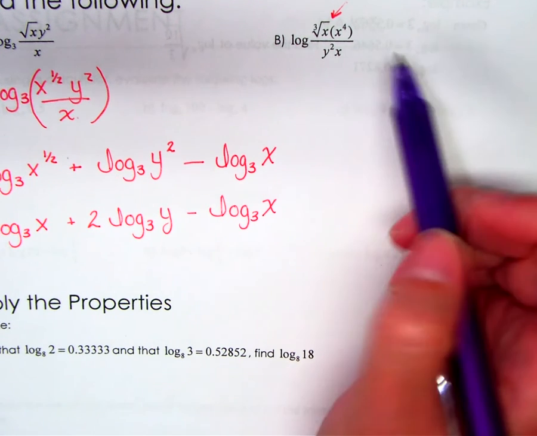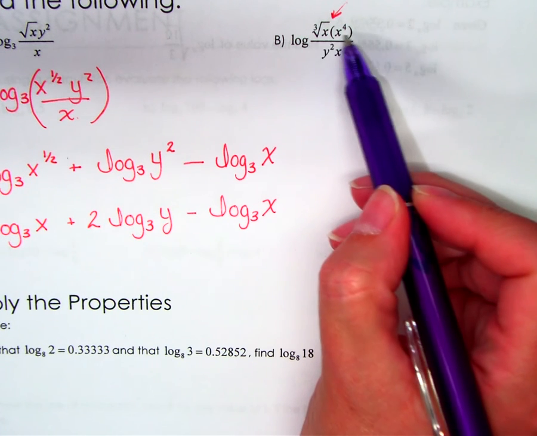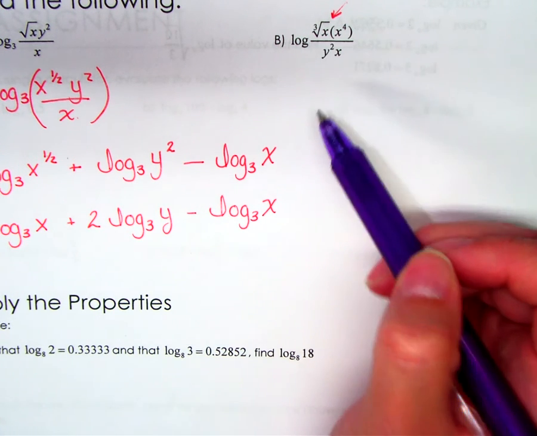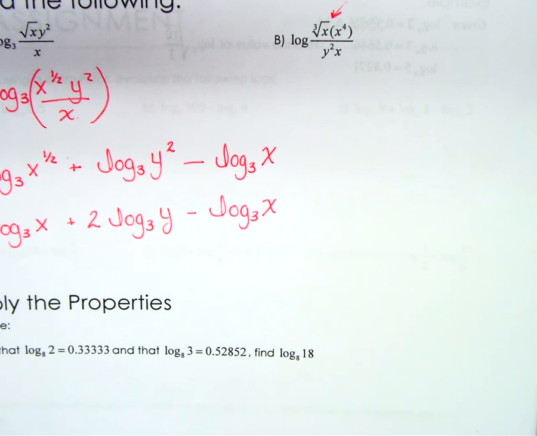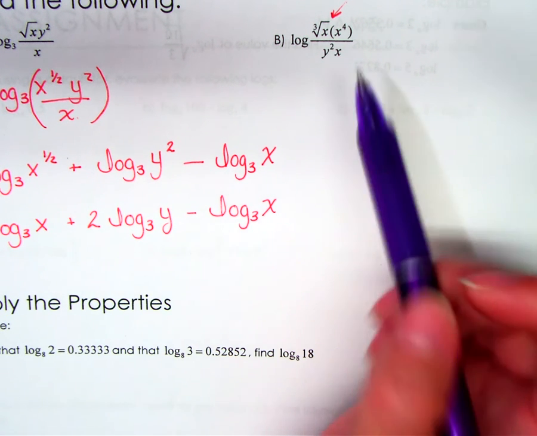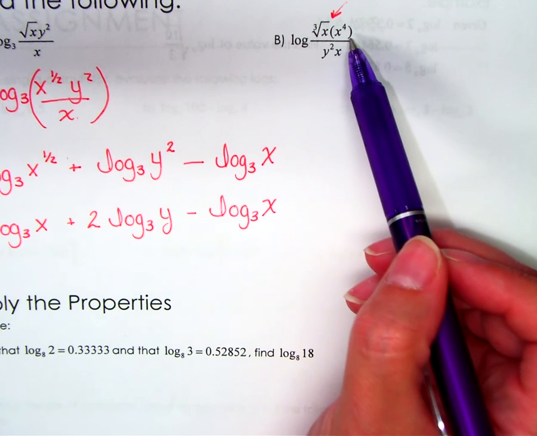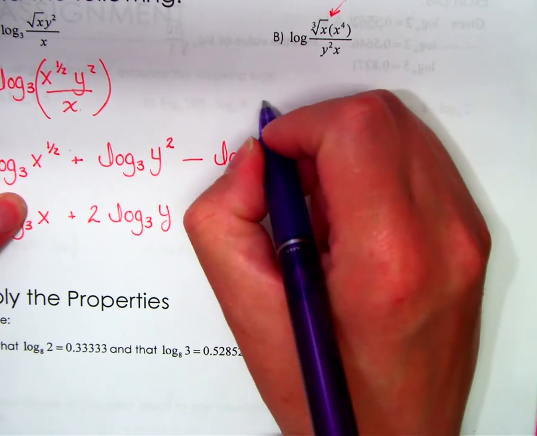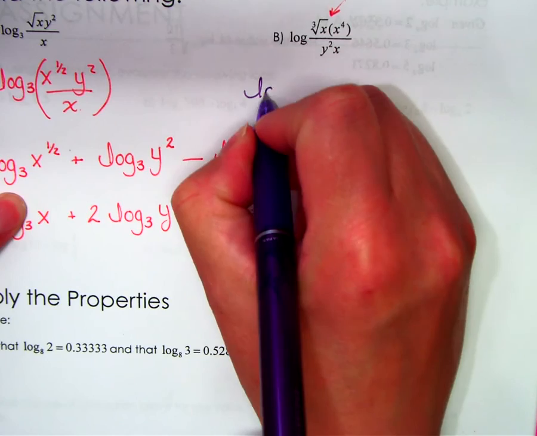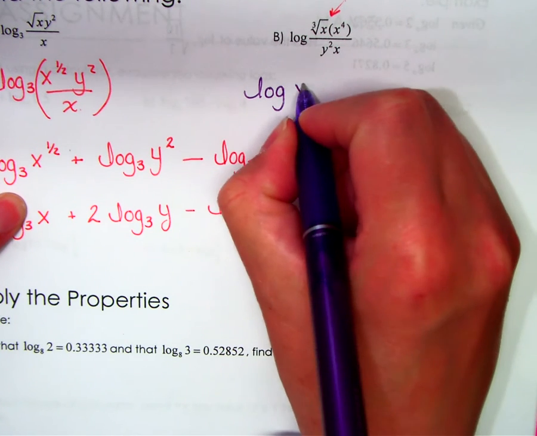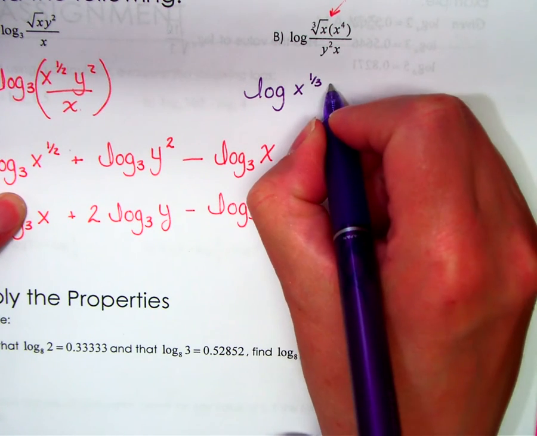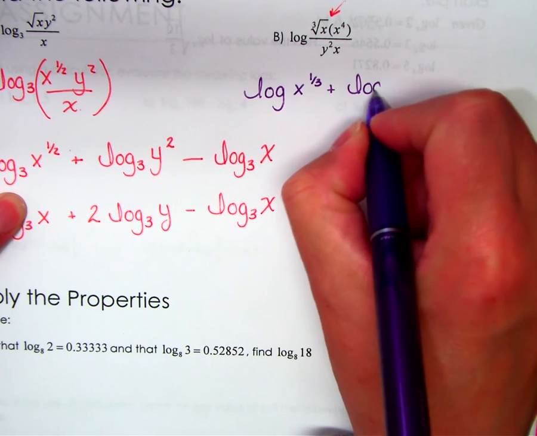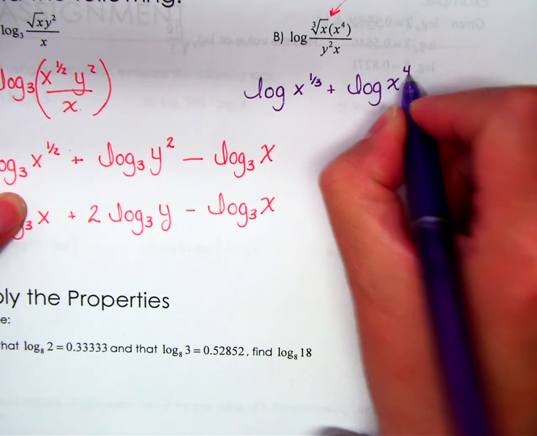So, what's happening with these two on the top? There's no base stated, so it's 10. You don't have to write 10 in there. You can just leave it off. So the numerator is being multiplied, so we're adding them. So we have log x to the exponent 1/3 plus log x to the exponent 4.